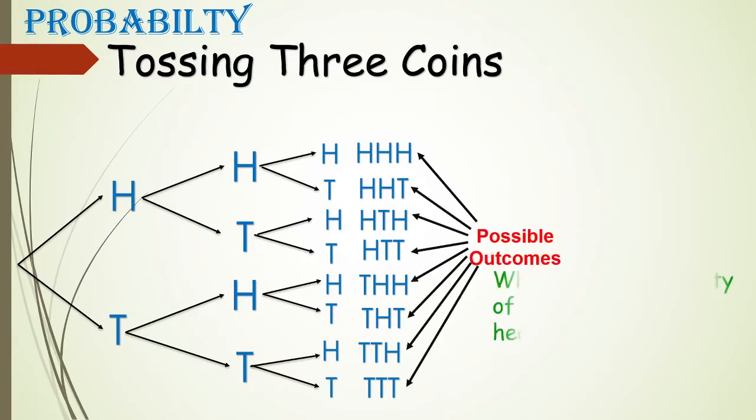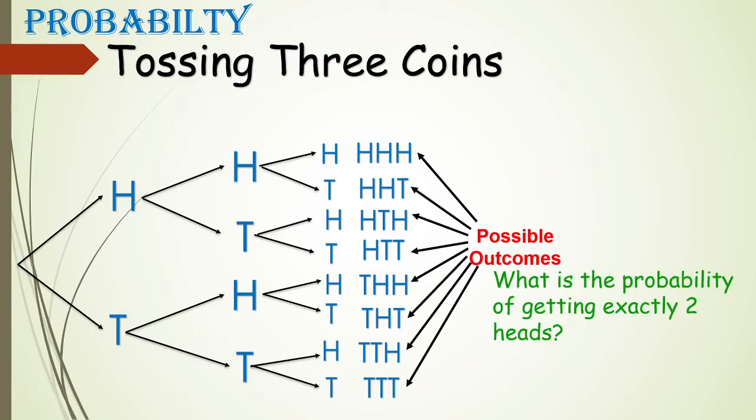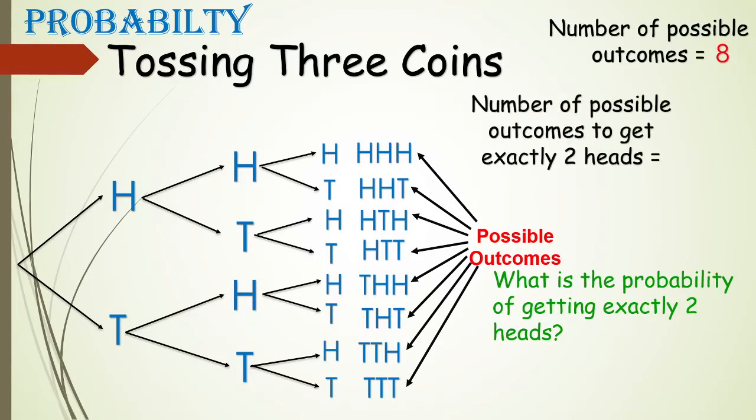But this time, I will be having what is the probability of getting exactly 2 heads. So let's determine first the number of possible outcomes. That's still 8. Now this is now my question. Number of possible outcomes to get exactly 2 heads. Which of these outcomes contain exactly 2 heads? THH. Okay, that's correct. What else? HHT. Okay, correct. What else?